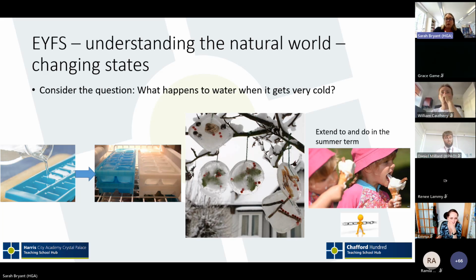So thinking about what questions we could be asking. What happens to the water when it gets cold? What happens to the water when it gets warm again? Or what happens to the ice when it gets warm? What was it when it was a liquid? What does it feel like now? Is it still a liquid, or is it hard? Is it cold? Is it smooth? So many different questions can come out of this that they can then be answering, articulating and discussing.